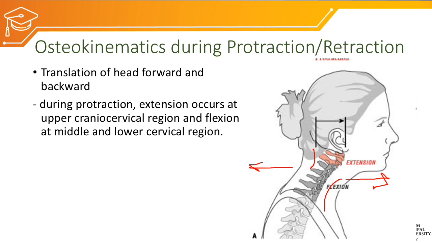You can see in the picture here C1 and C2 are considered the upper cervical region. So you can see there is extension at the upper cervical region whereas there is flexion at the middle and lower cervical region. So this movement of extension at the upper cervical and flexion at the lower and middle cervical will create the protraction.